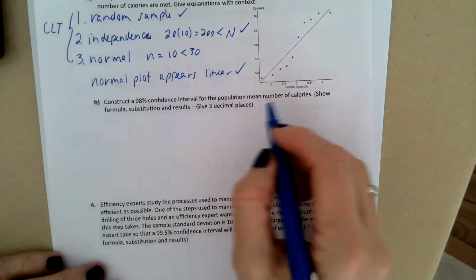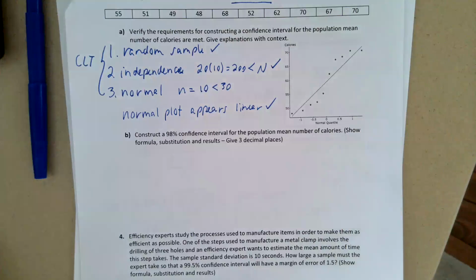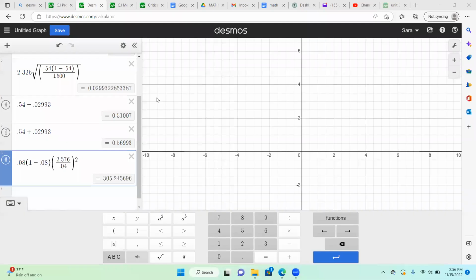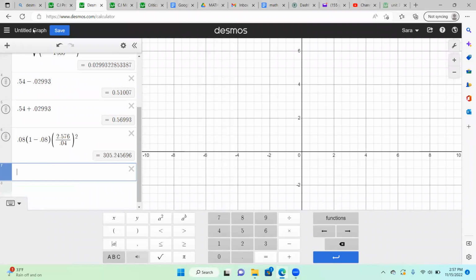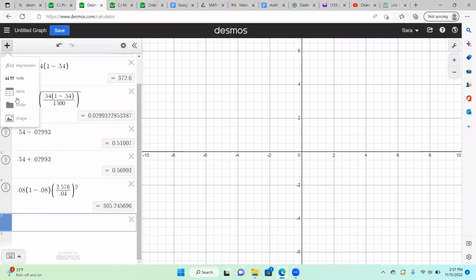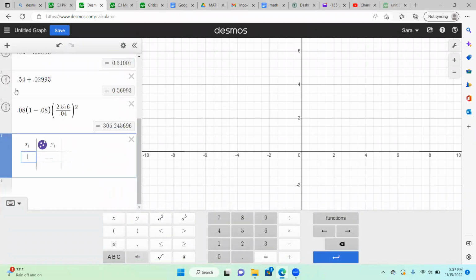Now it says interval for the population mean number of calories. So we have data, raw data. So we have to go in and find some information about our sample. So we're going to go to Desmos to do that. So I'm going to go and add a table and put my data in.